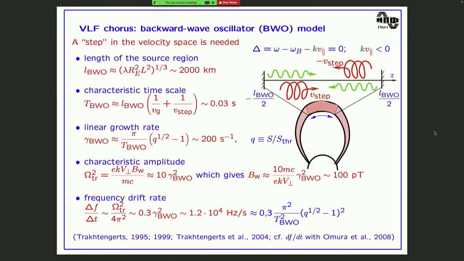This is just a summary of some properties of the model. The picture tells you that according to the model, chorus is generated by absolute instability, which means that these electromagnetic waves grow near the equator in the absence of any reflection of these waves from any mirror, from any inhomogeneity. And this means that the instability is absolute. It can occur because resonant electrons go oppositely to the waves they resonate with. And if this feedback is deep enough, then the instability can become absolute. Maybe there's no time to show more detail of this model. Next slide.